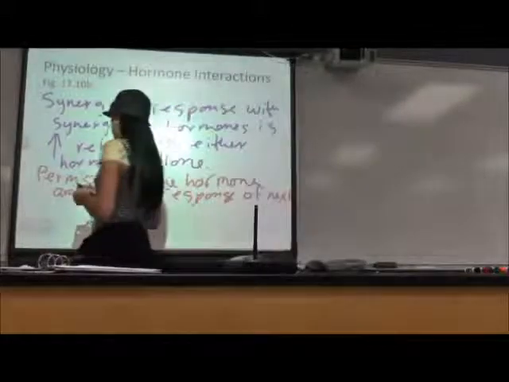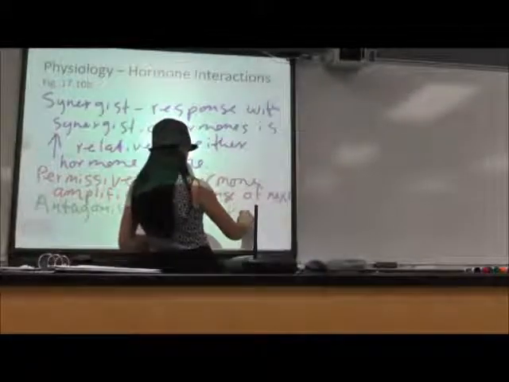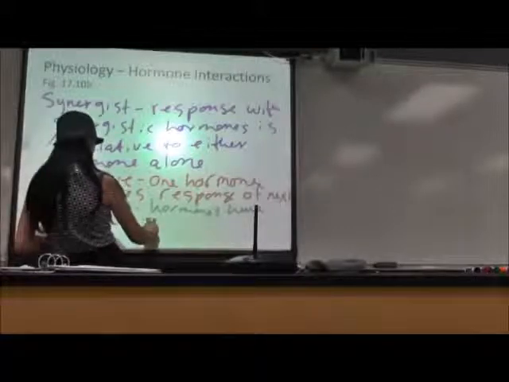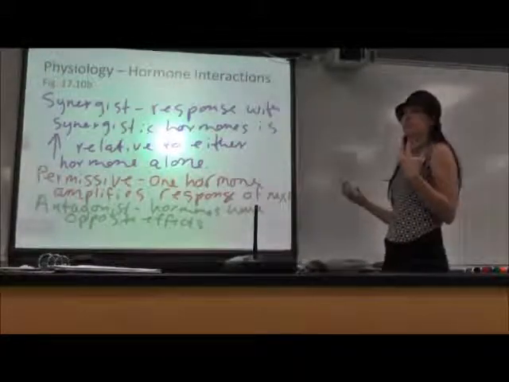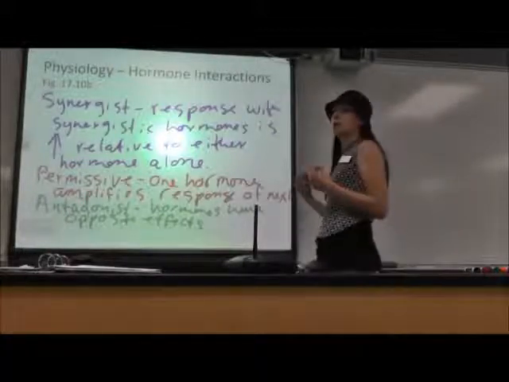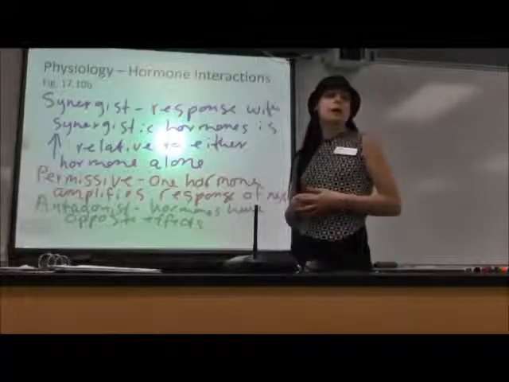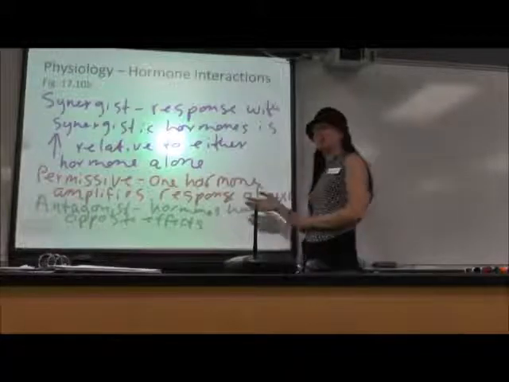The last way that hormones can interact is antagonistically, and this is when they have the opposite effect at target tissues. A good example of antagonists are insulin and glucagon. Insulin is released when blood glucose levels are high and stimulates cells to uptake glucose and stimulates storage. Glucagon is released when blood glucose levels are low, and it helps to release glucose stores. So they're antagonists. They have opposite effects at our target tissues.